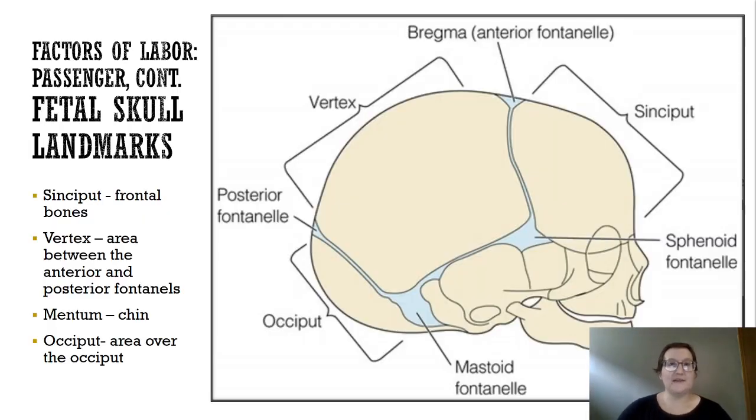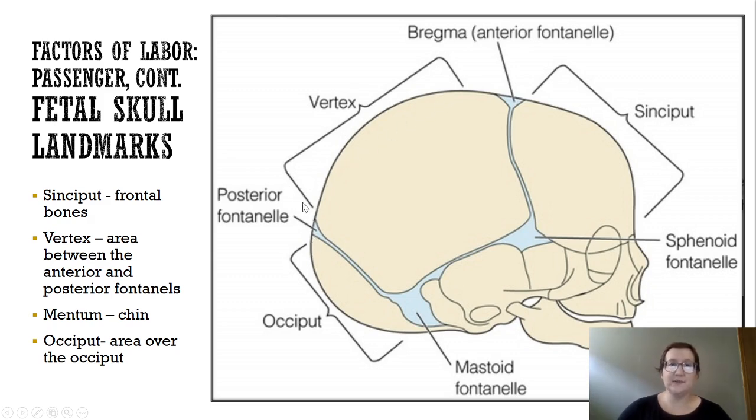We also have special names, just to make things more difficult, when we're talking about the fetal head. Not really. It's going to help us later on when we're talking about which part of the presentation happens. So we name our passengers' skull bones in this way. The frontal bone becomes the sinciput. The vertex is the area between the anterior and posterior fontanelle.